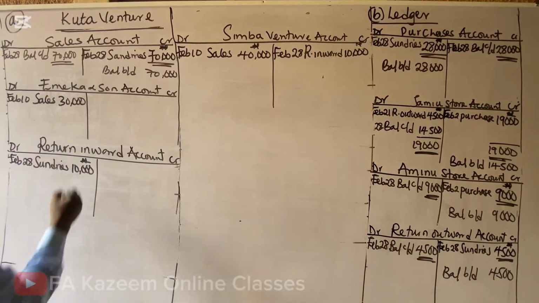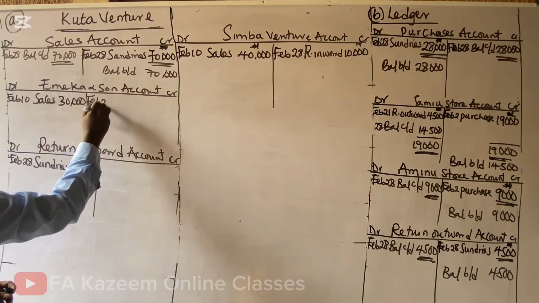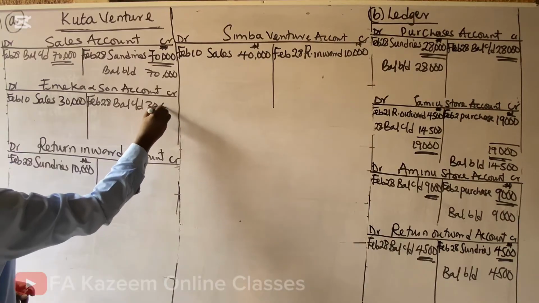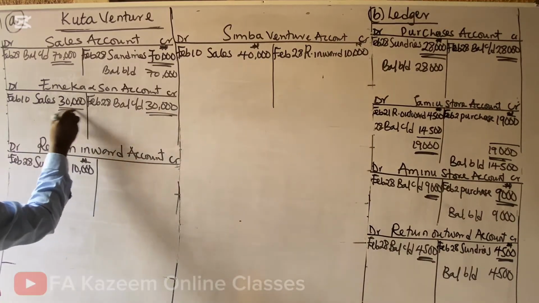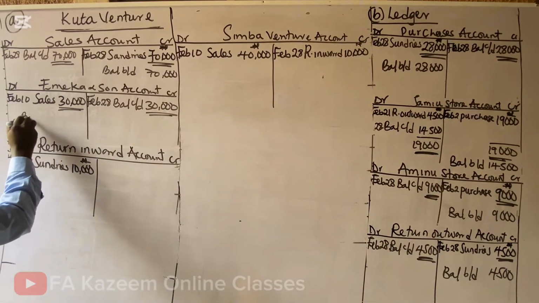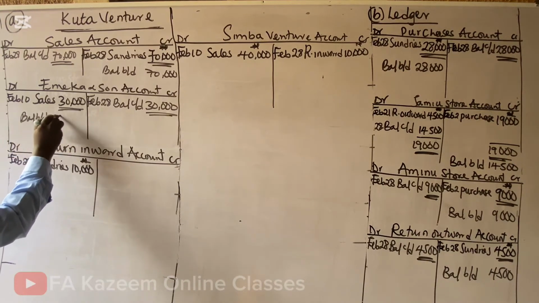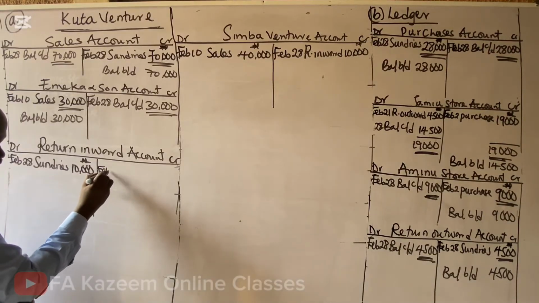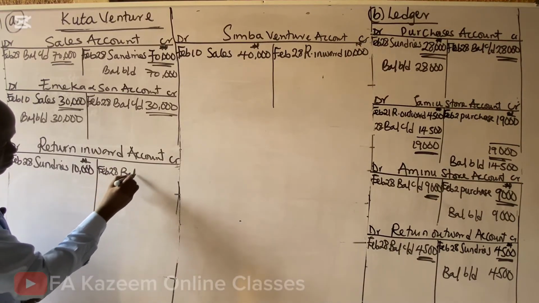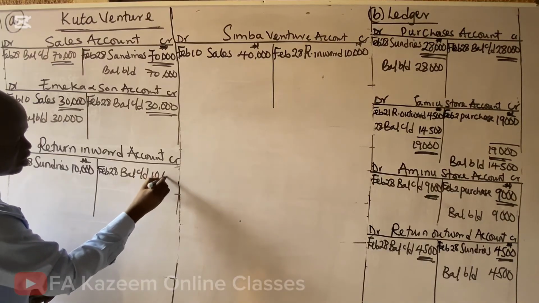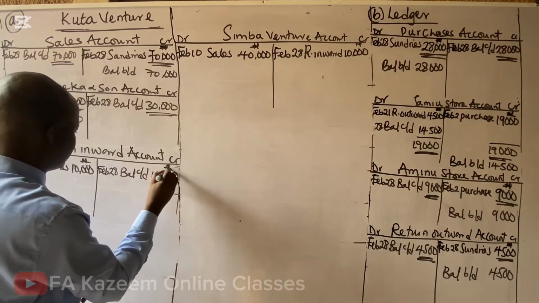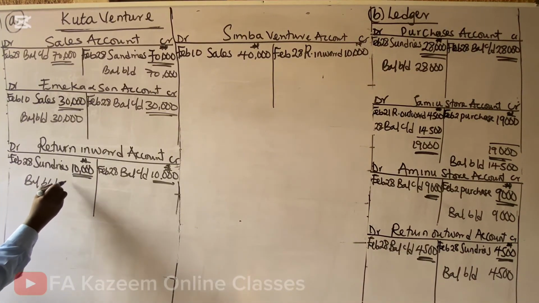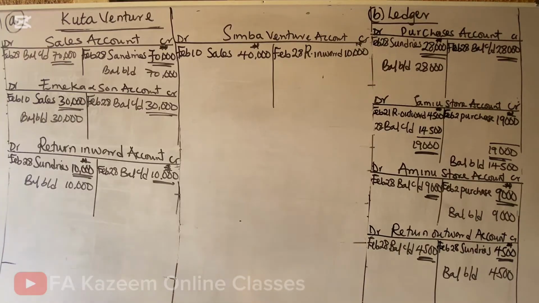For Emeka, we have February 28th, balance carried down 30,000, close the account for the month of February, and we have a balance brought down 30,000. For return inward, February 28th, we have balance carried down 10,000. Let's close the account, and I will come here, balance brought down 10,000.